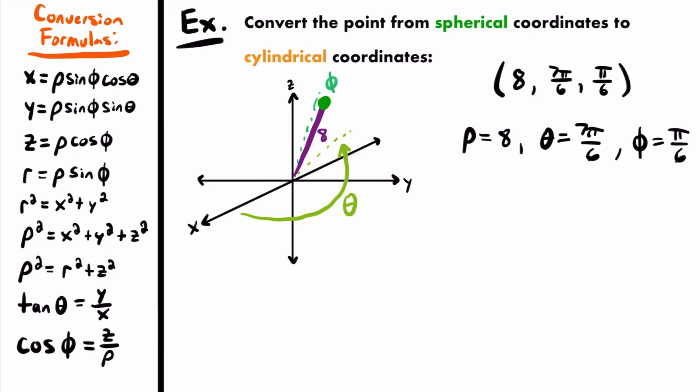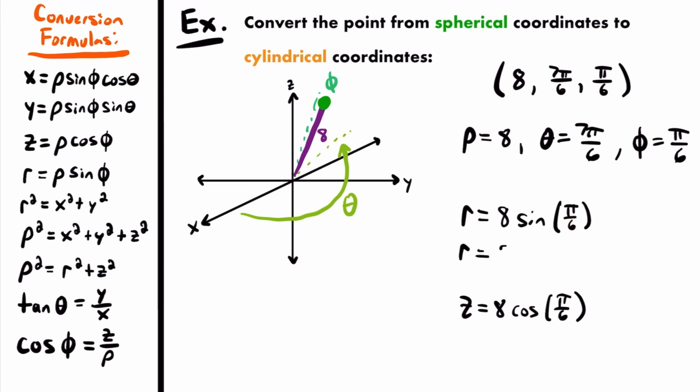Okay, but now to convert to cylindrical coordinates, we'll use the same formulas we used in the previous example. We want to use r equals rho times sine phi and z equals rho times cosine phi. So we'll have r equals 8 times sine of pi divided by 6, and z equals 8 times cosine of pi divided by 6. We only need to convert to r and z because theta is the same between spherical and cylindrical. Now, sine of pi divided by 6 is 1/2, so r is equal to 8 times 1/2, which means that r equals 4.